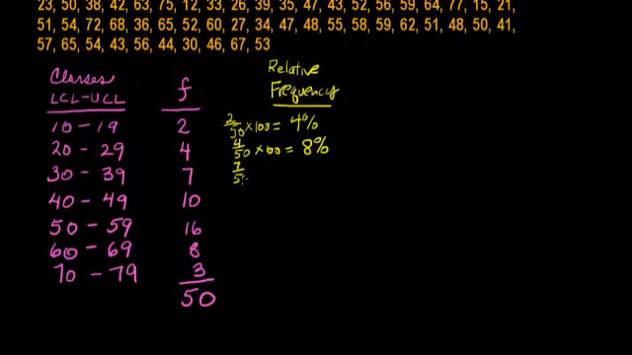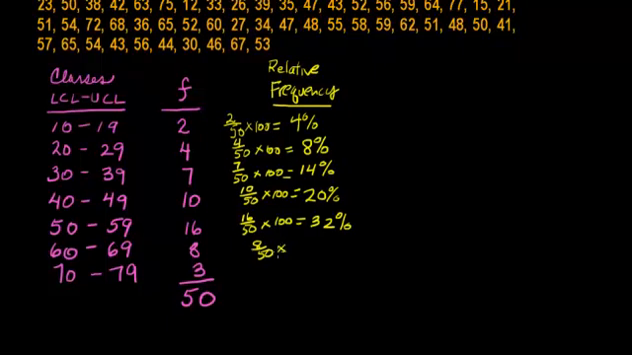7 out of 50 in the third class, and that would be 14%. Then 10 out of 50 in the 40 to 49 class, which is 20%. 16 out of 50 in the next class times 100 gives us 32%. 8 out of 50 in the 60 to 69 class, that's 16%. In the last class there were just 3 out of 50, so that's just 6% of the scores in the last class, 70 to 79.